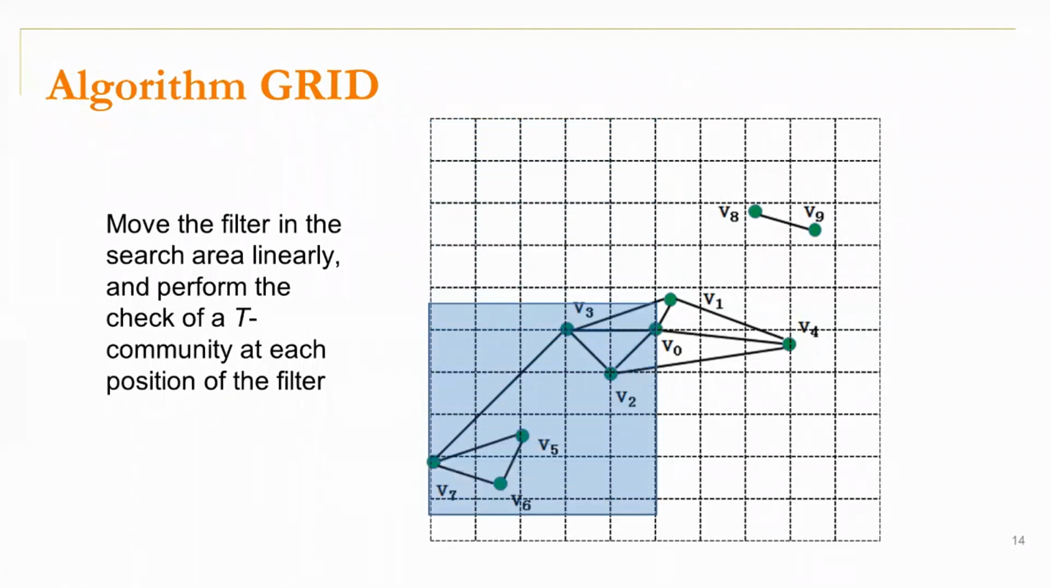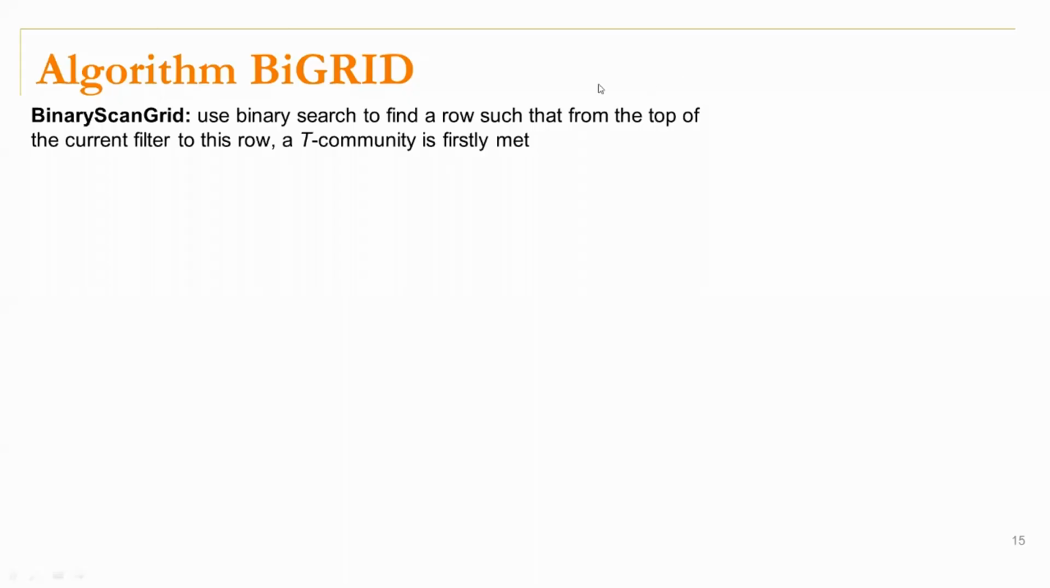As shown in this example, we move the filter from top to bottom, and then move the filter to the right for 1 column and move from top to bottom as well. The idea of a binary scan grid in BiGrid is that we use binary search to find the row such that from the top of the current filter to this row, a T community is first matched.